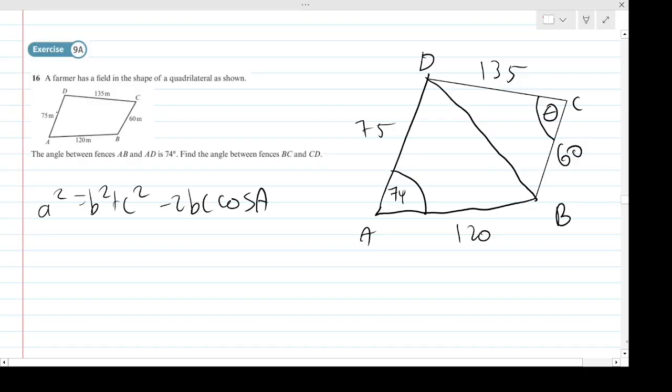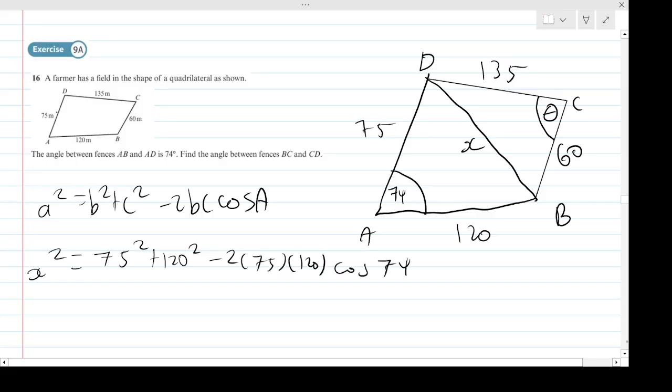Now, what am I going to use exactly? I can find the other side, and that side is going to be facing the angle here. So I'm working out the side DB. I'll call it x again, so I'm going to solve for x. As DB is facing the angle, x squared is going to be the other 2 sides squared. So it's going to be 75 squared, add 120 squared, minus 2 lots of 75, lots of 120, cosine of the angle, 74. Then I just need to put that in the calculator.